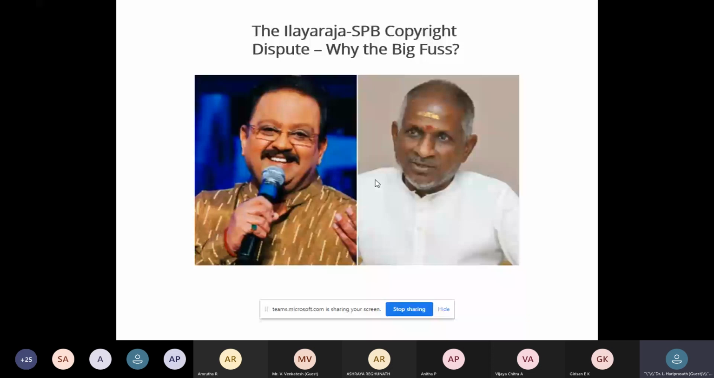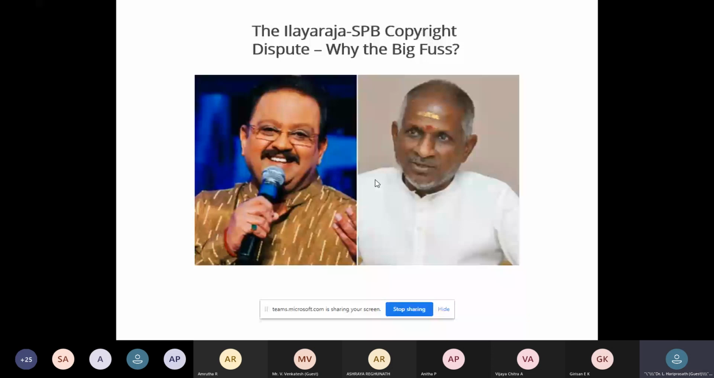But the issue that came in is that SPB has all the rights for the songs where he was already the singer of that song. That is, if Ilayaraja composed the music and SPB was the original singer, then he has the rights to sing or perform in other performances. Whereas here, the music was Ilayaraja's and the singer was someone else. So he doesn't have the rights to sing other songs where Ilayaraja was the music director. So that was the issue, a big fuss between these two, and finally it was resolved.